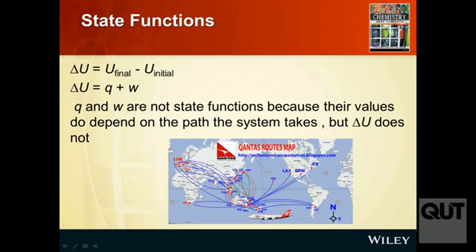You could have flown directly. You could have flown into LA and then taken a short hop from LAX to Dallas-Fort Worth. You could have flown to London first and then back around to Dallas-Fort Worth. You don't know how you did it, but you know that your current state was that you were in Dallas-Fort Worth. Do you see how that works? State function.